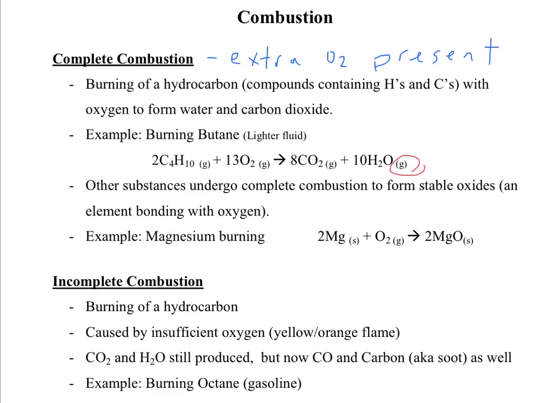Other substances can do complete combustion reactions as well. The definition of a combustion reaction is you burn something and make a stable oxide. Here's an example that we did in the lab. When you burn magnesium, you react it with oxygen and make magnesium oxide. Typically, we describe this as a synthesis reaction because it's two elements becoming one compound. But because I'm burning something in oxygen, this can also be classified as a combustion.